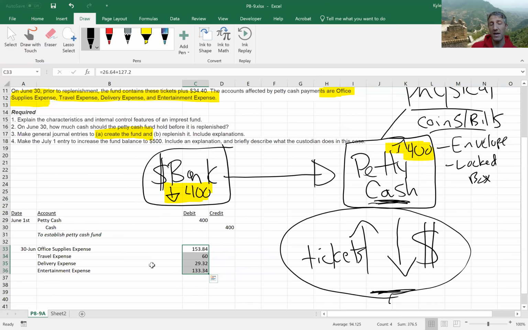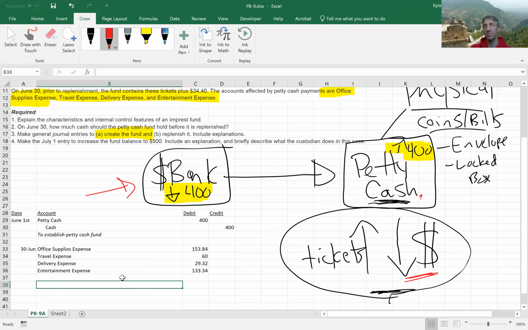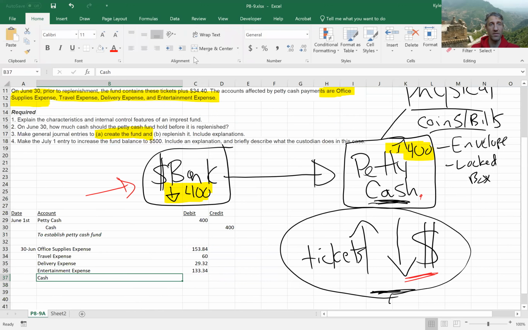We need to go to the bank now to withdraw money. We need to withdraw money because we need to put that money back into petty cash. Remember, money went out. Now we're putting money back in. So since we're going to be putting money into petty cash, we need to go to the bank to physically withdraw it.